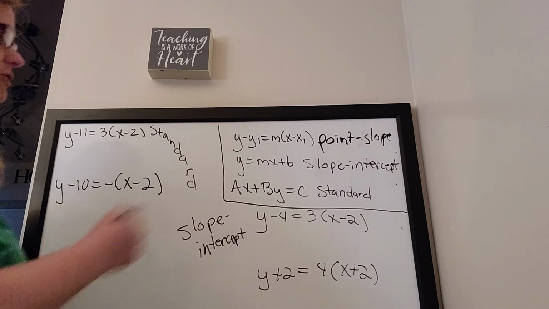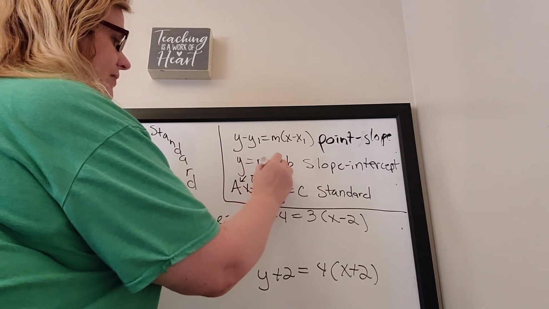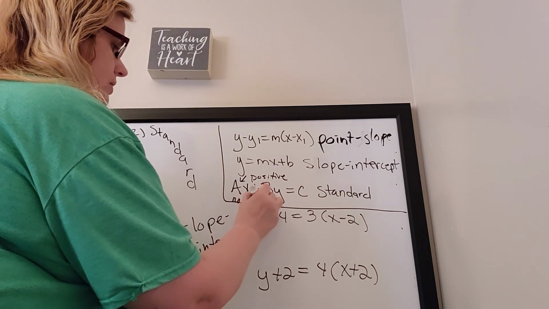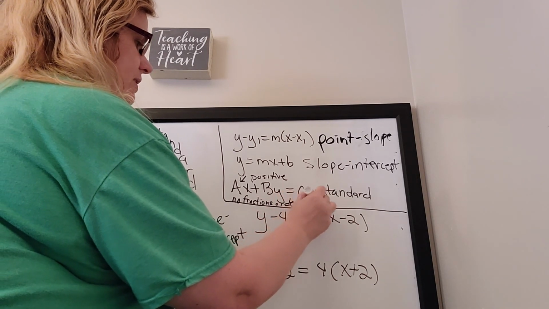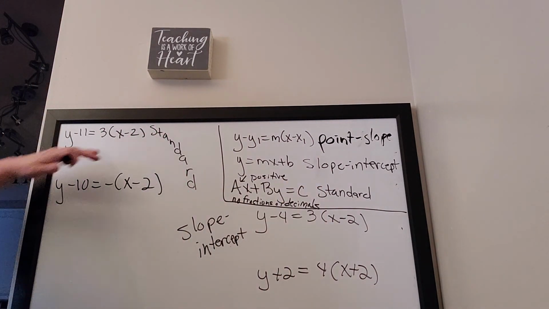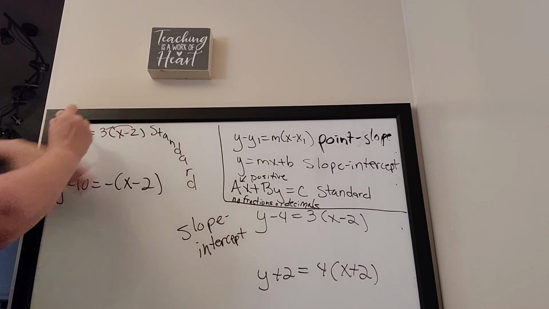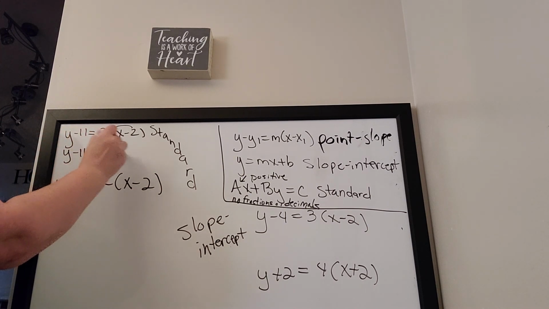And remember, there are some rules. A has to be positive, and there can be no fractions or decimals. So we'll see if we need to deal with that in these. So this one, I'm going to go ahead and do distributive over here. So y minus 11 equals 3x minus 6.